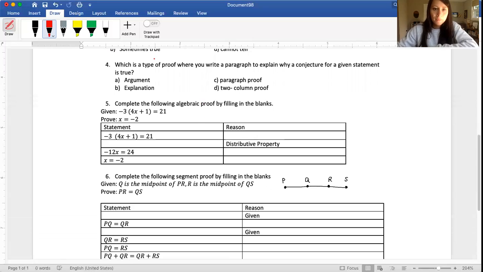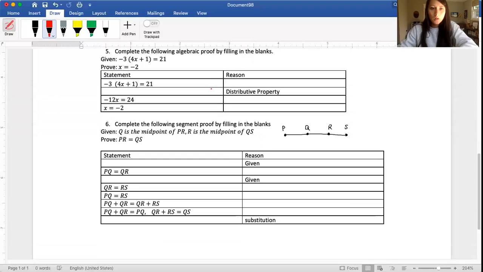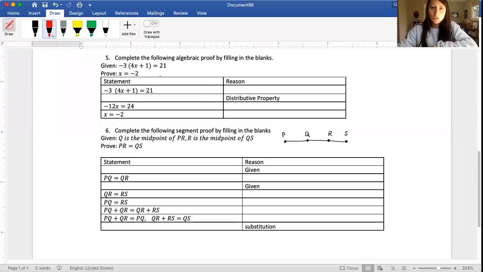Number 4, what is the type of proof where you write a paragraph to explain why a conjecture for a given statement is true? A paragraph, that one is pretty straightforward. It's a paragraph proof, okay? All right, let's take a look at your proof here. I did grade number 5, and then I've adjusted number 6 to just do it with you as a review, even though you didn't do it on the quiz, okay?